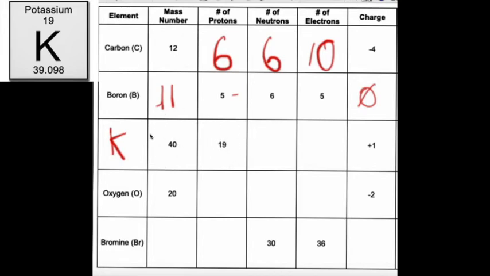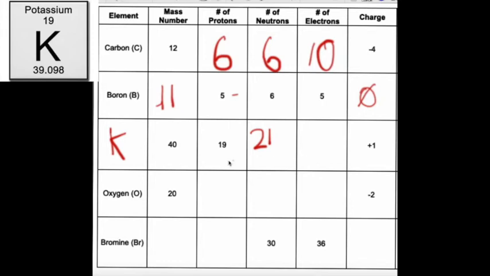All right, so that is potassium because it has 19 protons. Now, if its mass number is 40 and its number of protons is 19, that means whatever is left over must be neutrons. So 40 minus 19 is going to equal 21. So there's 21 neutrons and 19 protons. That should equal 40.